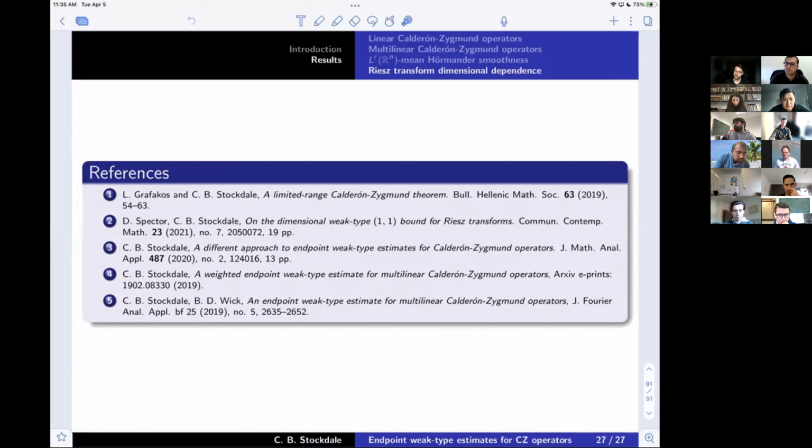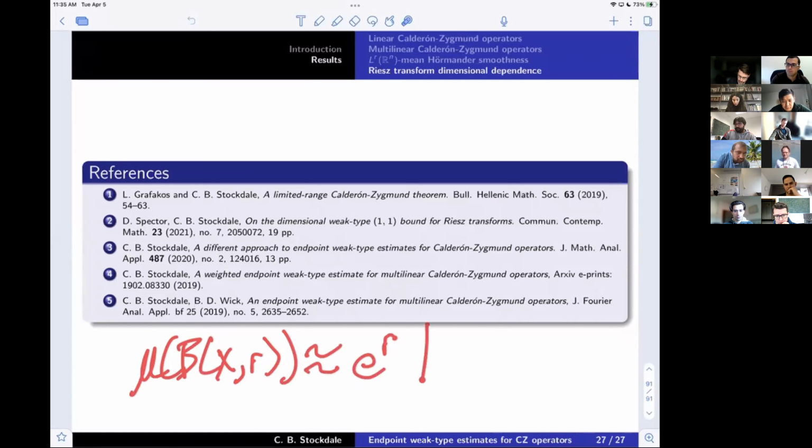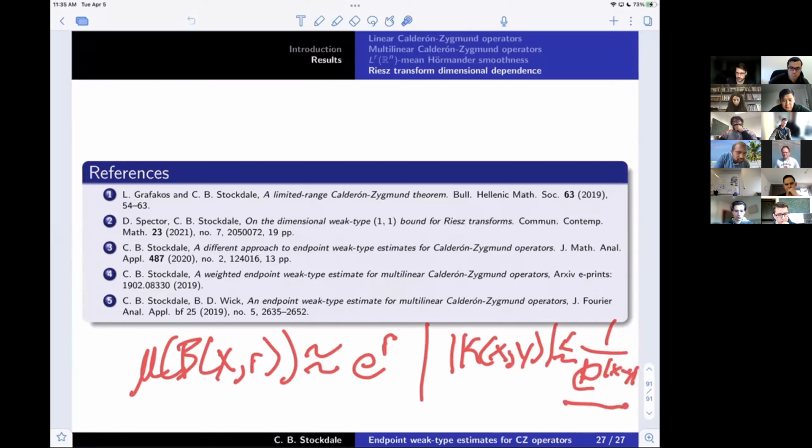That's because the growth of the kernel needs to somehow match and kill off the growth of the measure. So if your measure is going to grow something like mu of the ball, if that's going to grow something like e to the r, then you would need to have your kernel to sort of counter that and be no worse than like 1 over something like exponential, like e to the x minus y. So you'd have to have a stronger decay on the kernel, and these things need to sort of match up.